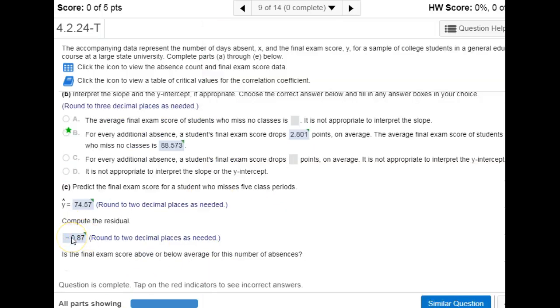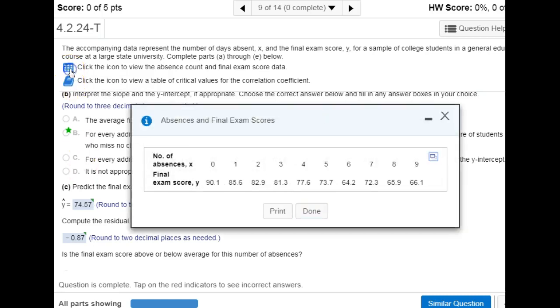Next, we're asked to compute the residual, and that's going to be the difference between what this predicted value was and what we actually saw in our data. So you're going to have to look back at the data for someone who missed 5 class periods, and it is 73.7. We take the actual value from our data, 73.7, and subtract the prediction from our least squares regression line, and that's how you calculate the residual.